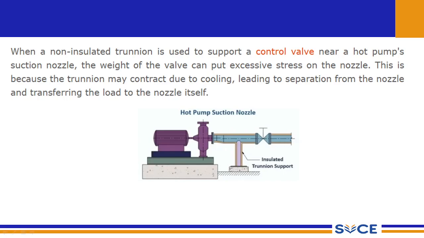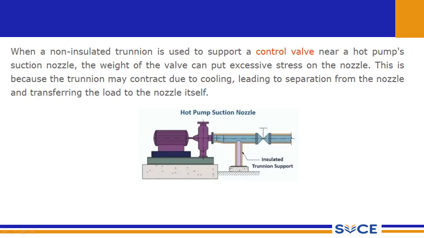As per a previous guideline, I explained that the valve is a heavy component, so the support should be located as close to this valve as possible. This insulated trunnion support is present on a civil foundation, and it is attached to the suction nozzle near this valve. The trunnion can contract due to the cooling, which may lead to separation from the nozzle and transfer the load to the nozzle itself. To avoid that scenario, we are insulating the trunnion.